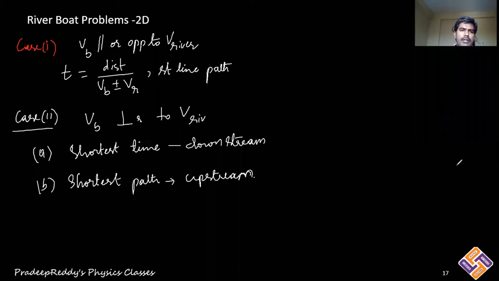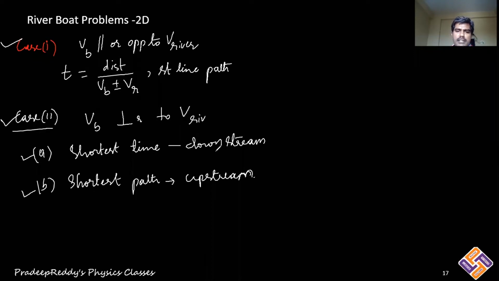Students, in the previous video lecture, we have learnt these cases. In case 1, the boat may travel parallel to the river velocity or opposite to the river velocity. In that case, time taken is equal to distance by relative speed. And in case 2, we learned that the boat is traveling perpendicular to the river velocity. In that, we have 2 cases where the boat can take the shortest time to reach the other bank of the river, or the boat can take the shortest path in reaching the other bank of the river.